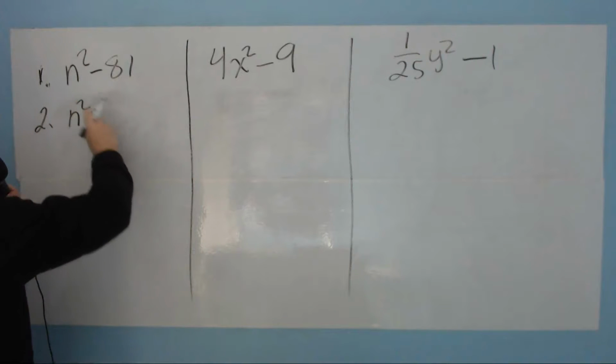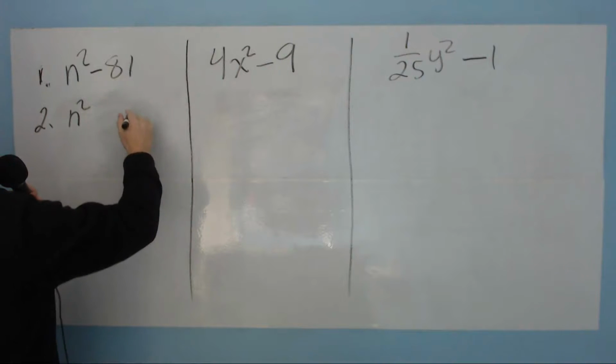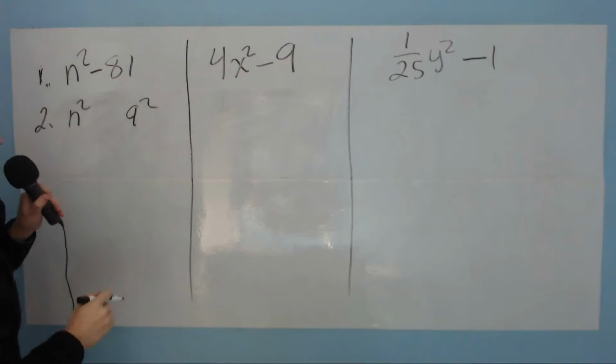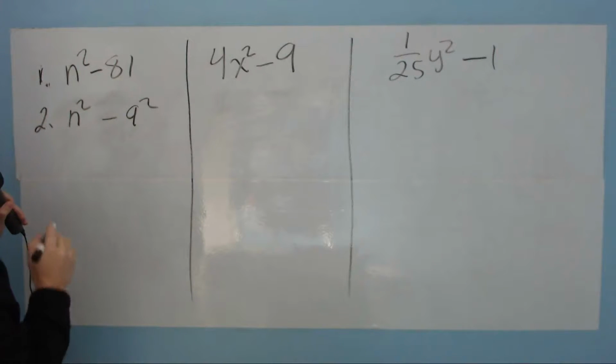N squared is already a square. The 81 is not a square. So you try to rewrite it so it shows a square. So specifically, that's 9 squared. And then you have the negative between them. So that's step 2, n squared minus 9 squared.